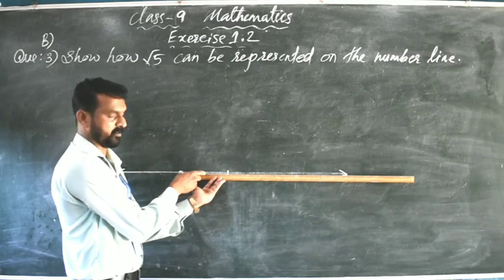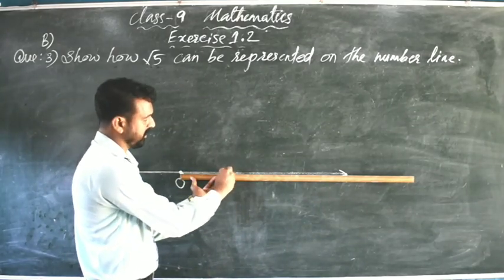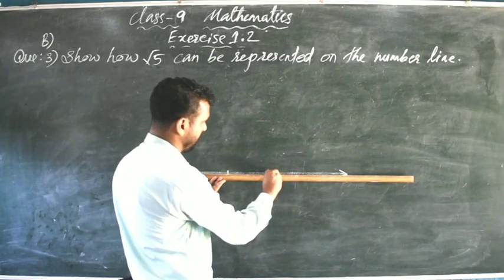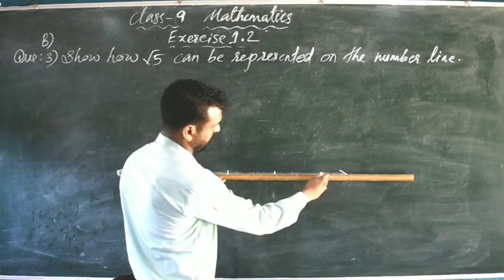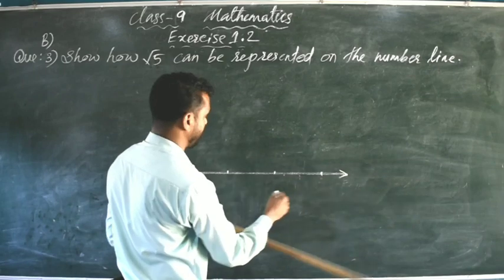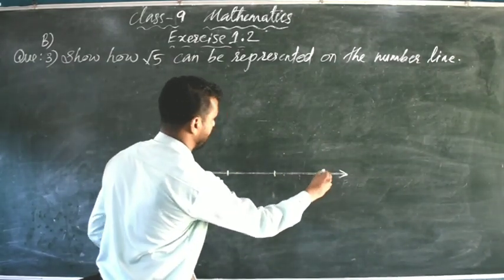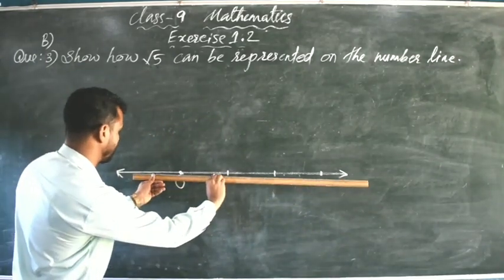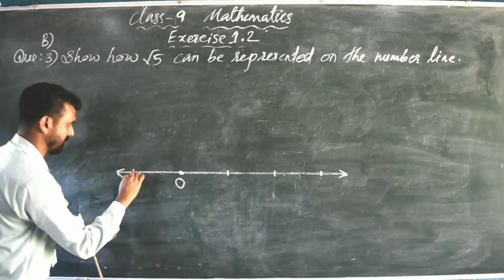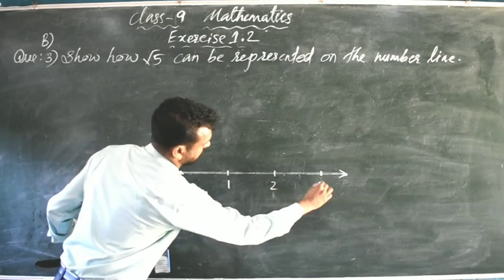Otherwise the figure will be very small. You can mark 2 centimeters or 3 centimeters, no problem. I am marking here 2 centimeters. Then again the next 2 centimeters, again the next 2 centimeters, like that we are going to mark. On the left side also we will mark a point at 2 centimeters. This one is minus 1, and this one is 1, 2, 3, etc.